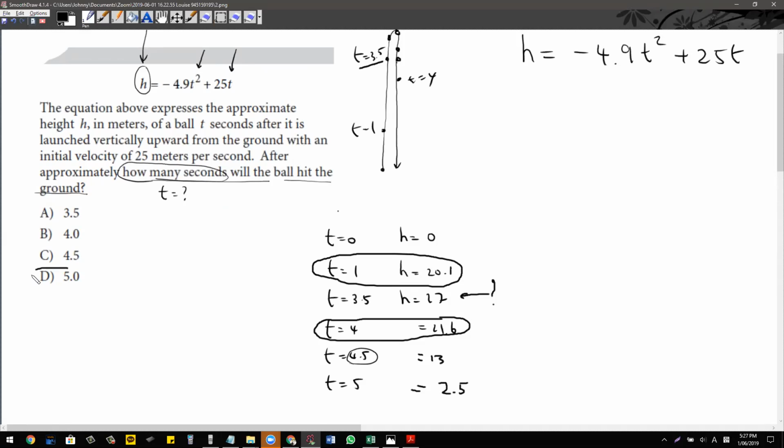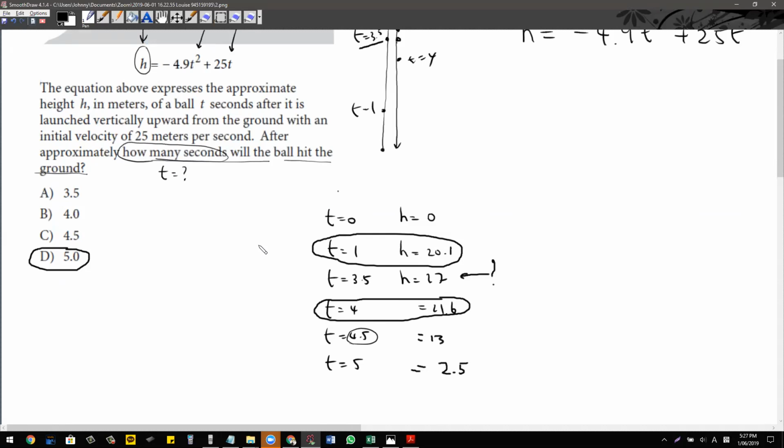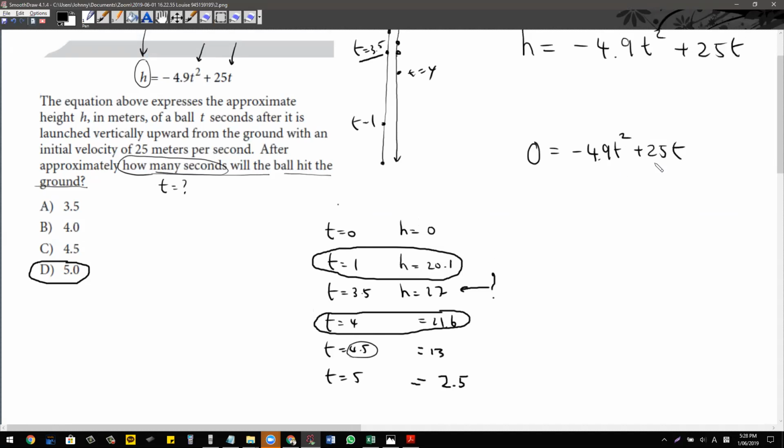That's right, D. So is there a quicker way of solving this? Yes. All you need to do is assume the height equals 0. We want to find when the height equals 0. So it goes like this: 0 equals negative 4.9t squared plus 25t. This is squared here, right?